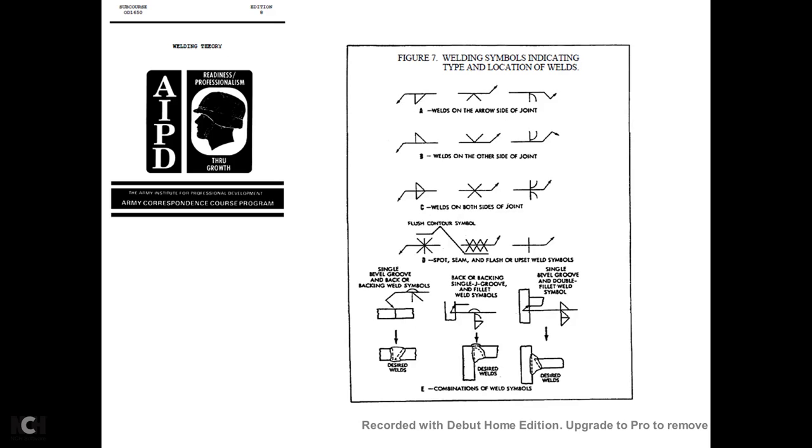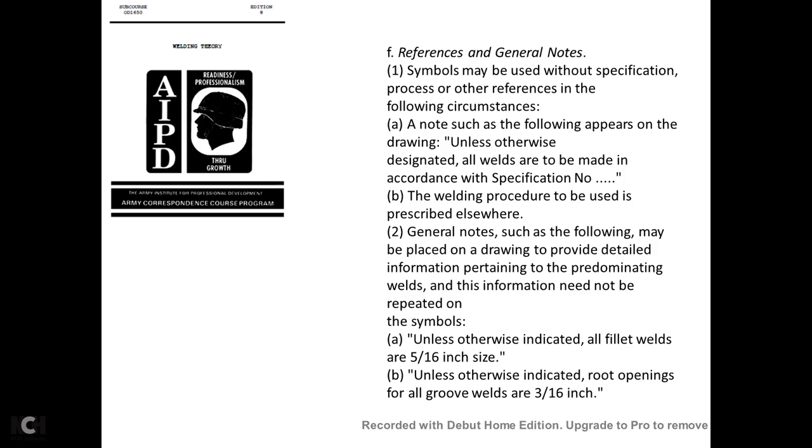Welding symbols indicating type and location of welds. A. Welds on the arrow side. B. Welds on the other side of the joint. C. Welds on both sides of the joint. Flush contour symbol for spot, seam, flash, and upset welds. Combinations of welding symbols: single bevel groove with backing, single J groove and fillet, and single bevel and double fillet welding symbols with the desired welds.